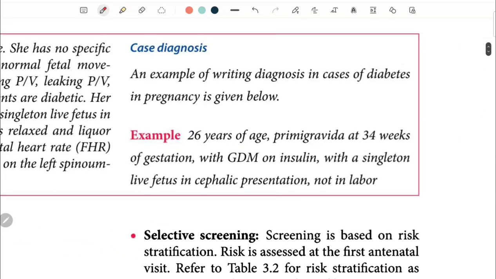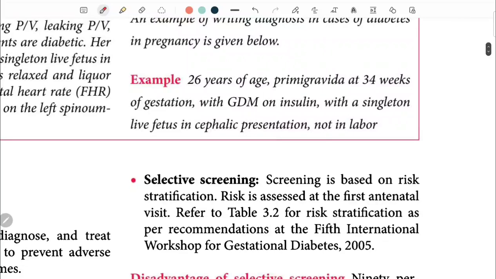So how will you write a case diagnosis? Example: 26 years of age, primigravida at 34 weeks of gestation with GDM on insulin with a singleton live fetus in cephalic presentation, not in labor.